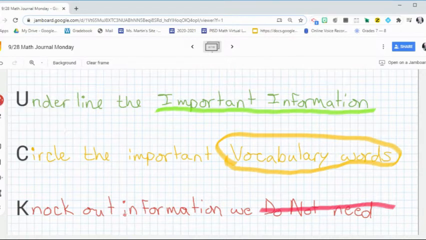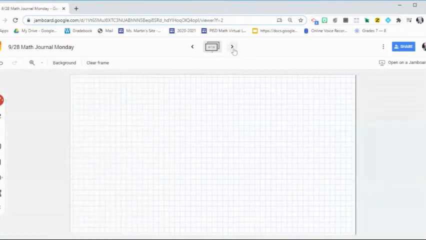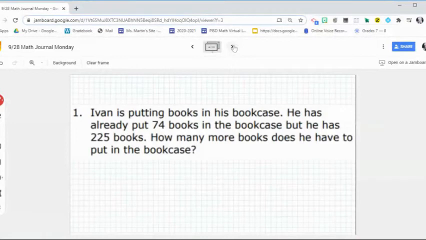So let's take a look at some of this in a sample problem on slide 3. Oh, there we go. So Ivan is putting books in his bookcase. He has already put 24 books in the bookcase, but he has 225 books. How many more books does he have to put in the bookcase? Let's box the main question.